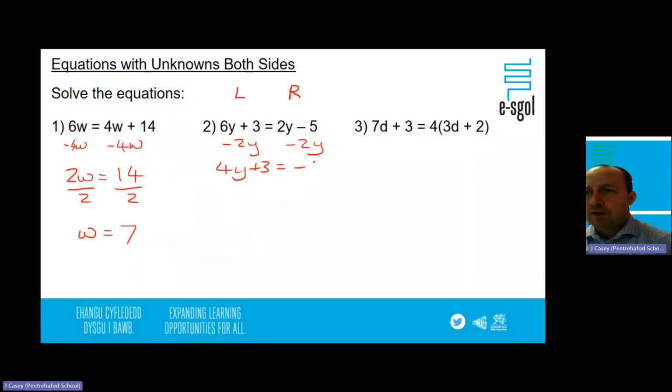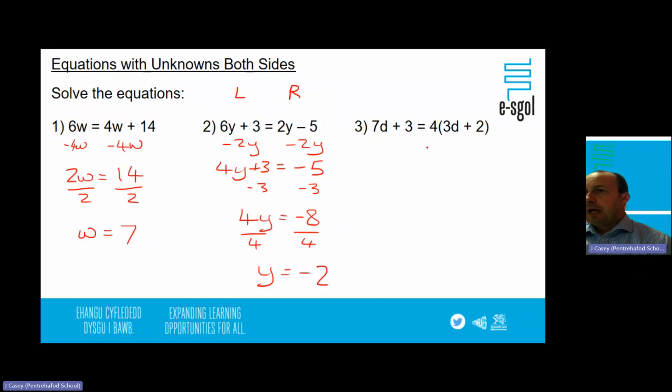But this minus 5, now you've got to be careful to leave this minus here. Okay, I can't just write this as 5 because that minus is included in that term. But what I can now do is, because there's a plus 3 there, I can take away 3 both sides, take away 3, and that gives me 4y equals minus 8. So I divide both sides by 4, divide by 4, the value of y is minus 8 divided by 4, which is minus 2.